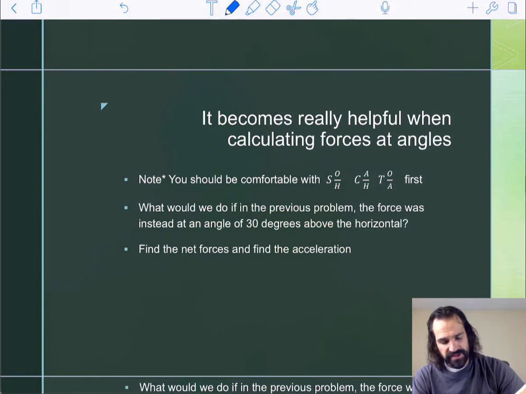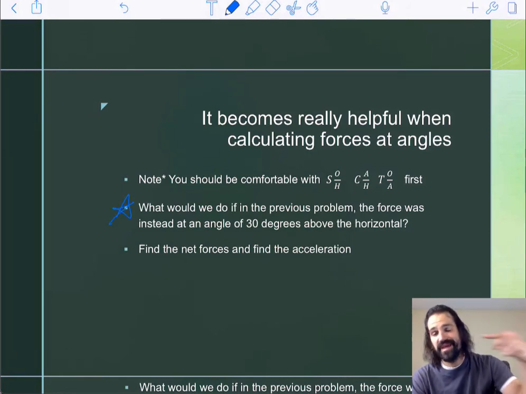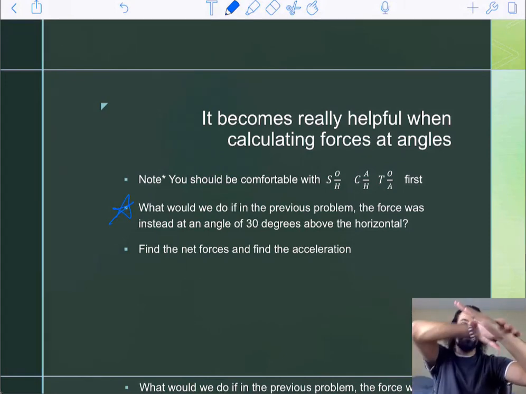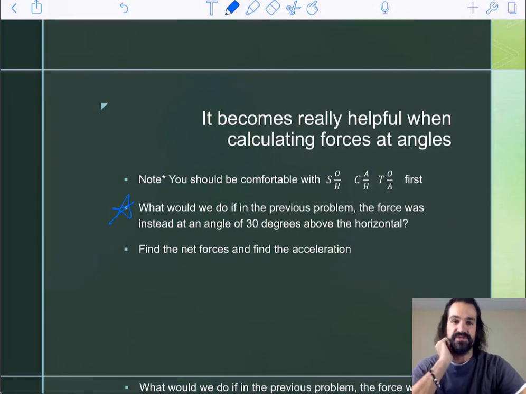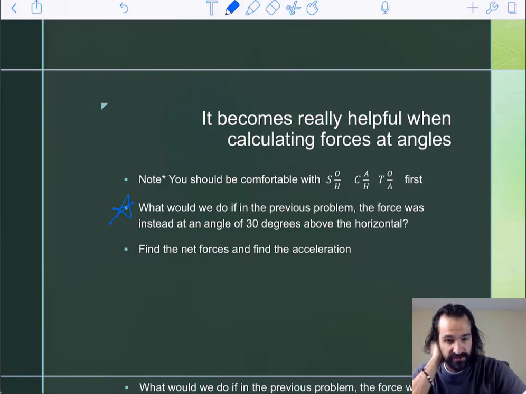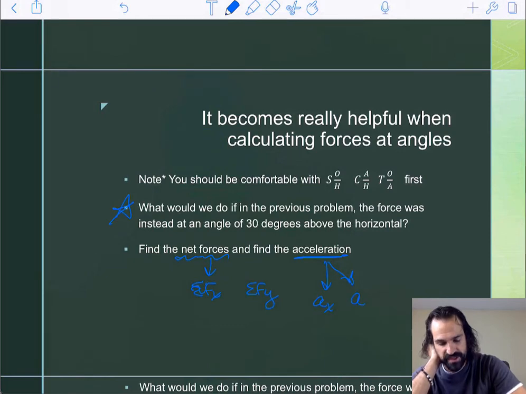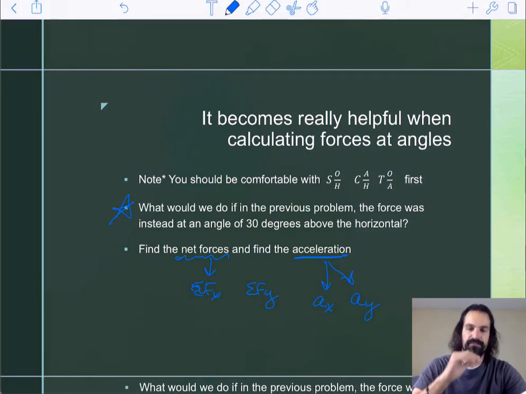So now we're going to take that exact same problem and we're going to redo it if instead of the force being 8 newtons completely horizontally, it was at 30 degrees above the horizontal. So you're still pulling with 8 newtons, but 30 degrees above the horizontal. And we're going to find the net forces. When I say forces, I mean what's the net force x and net force y. And we're going to find the acceleration. And depending on how that's going, we might have a horizontal acceleration and a vertical acceleration.